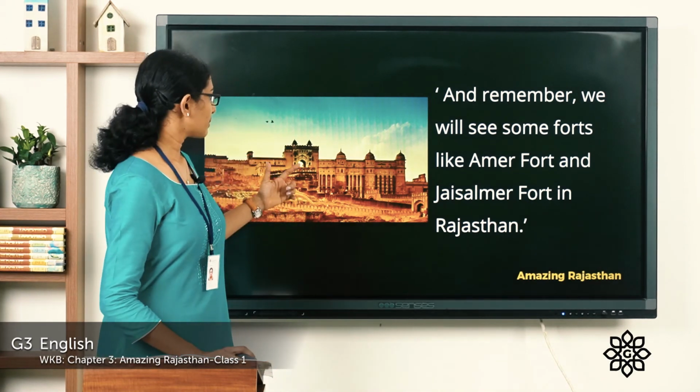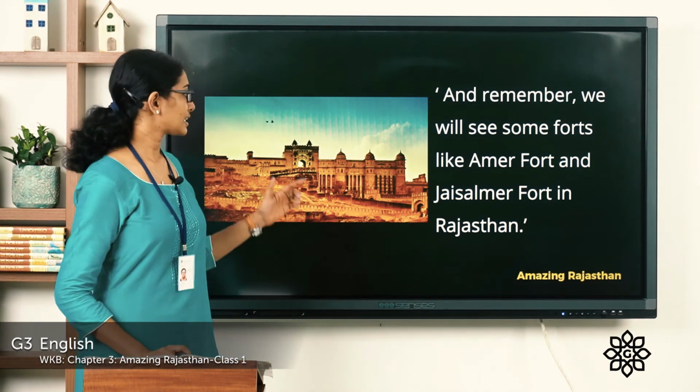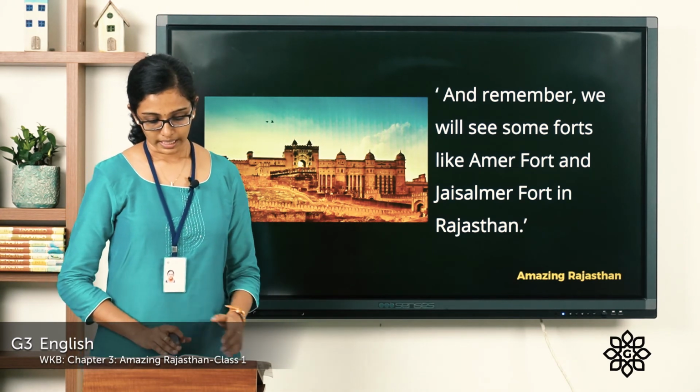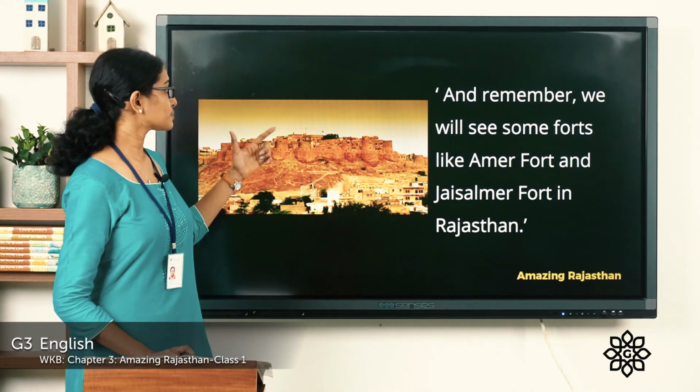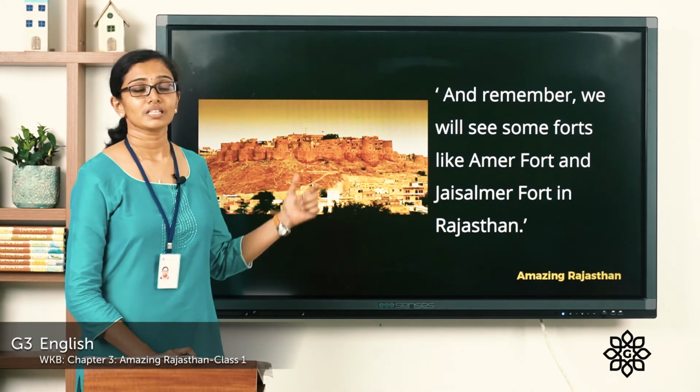You can see the Amer Fort here. This Amer Fort is located in Jaipur, the capital city of Rajasthan, and it is one of the chief attractions in Jaipur. And you can see the Jaisalmer Fort here. Look at its splendor, how huge it is. This Jaisalmer Fort is located in Jaisalmer. It is one of the largest forts in the world. Their mother was telling them that these are some forts that you can see in Rajasthan.